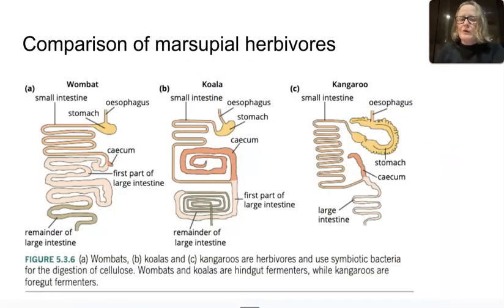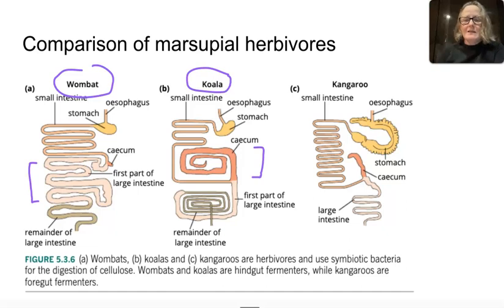In Australia, we also have marsupials, so you can have a look at these different types of marsupial. We've got wombats and koalas, which both have hindgut digestion, so they've got bacteria living after the small intestine, either in the cecum or the large intestine, and kangaroos have an extensive stomach, so they are foregut digesters. But all of these are trying to eat rather unpalatable leaves or grass.